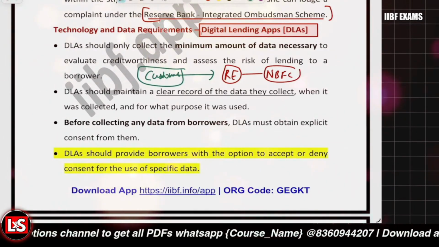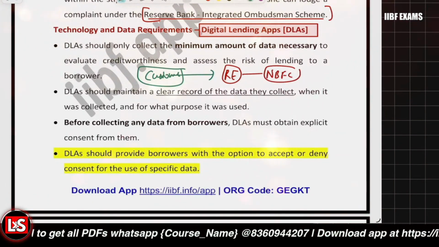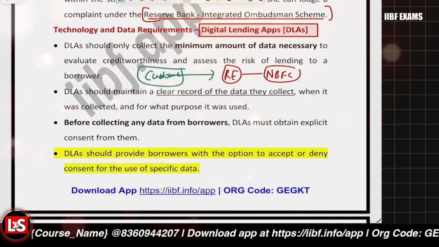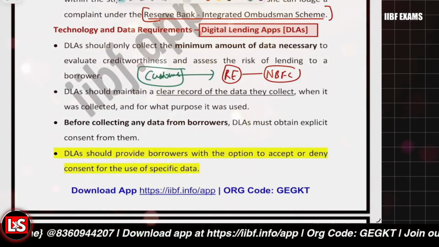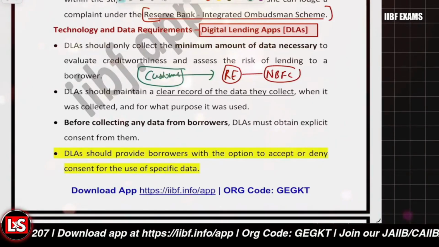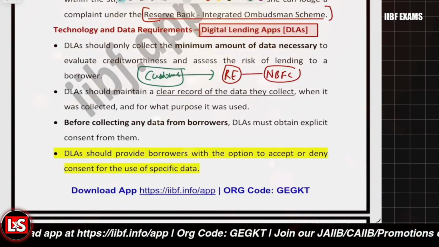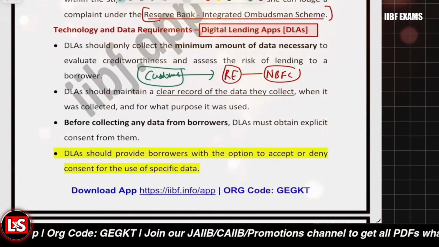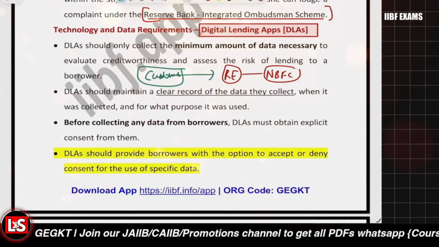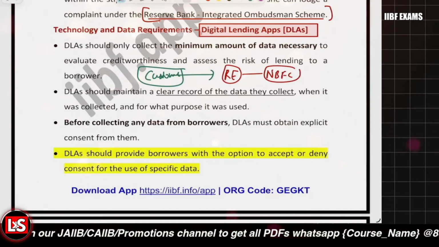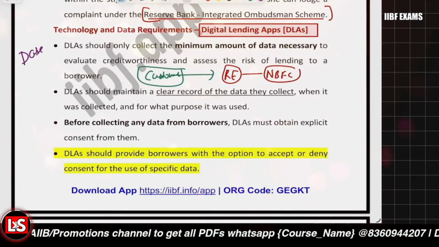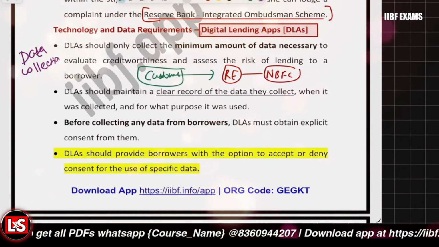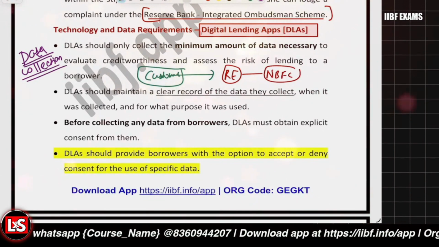The data collected by the digital platform or the digital lending app should be the minimum necessary data only. It's not that you receive bulk data from the customer. You should receive only the minimum necessary data, and there should be data transparency. So first, it's about data collection, what data should be collected: only the minimum necessary data.